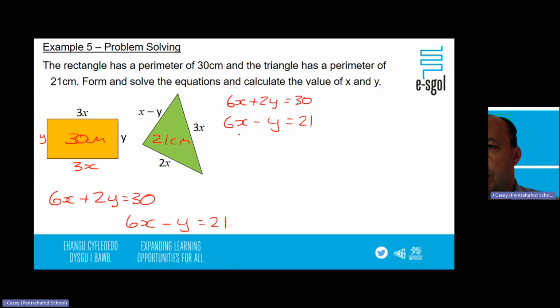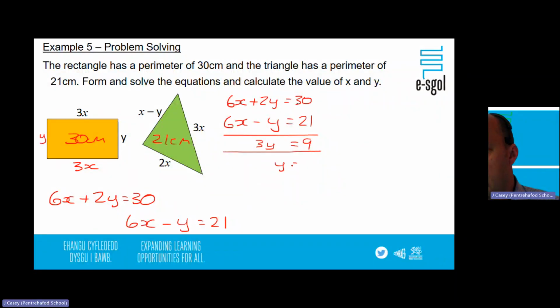So 6x take away 6x. I'll put my lines in first, so it's a little bit neater. They're going to be the straightest lines I've drawn so far, I think. So 6x take away 6x is gone. And then I've got 2y minus 1y. If I'm minusing a minus, I'm kind of adding, so 3y is the answer I get. And then 30 take away 21 is 9.